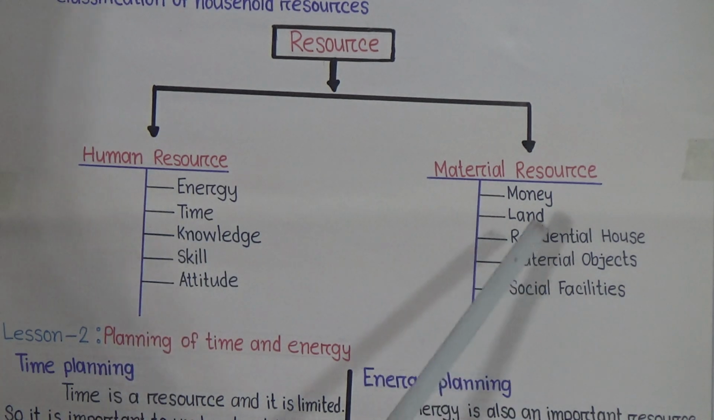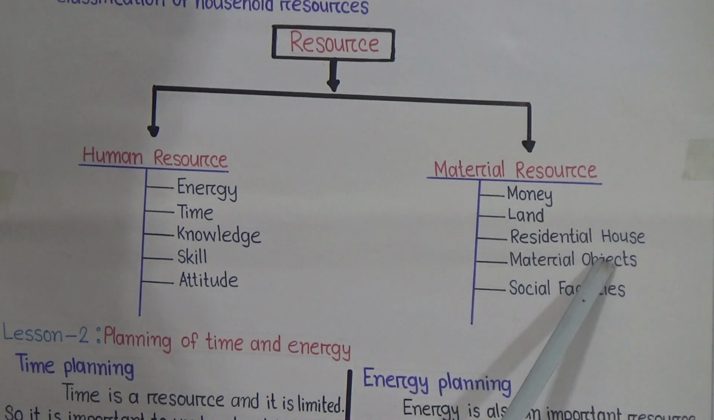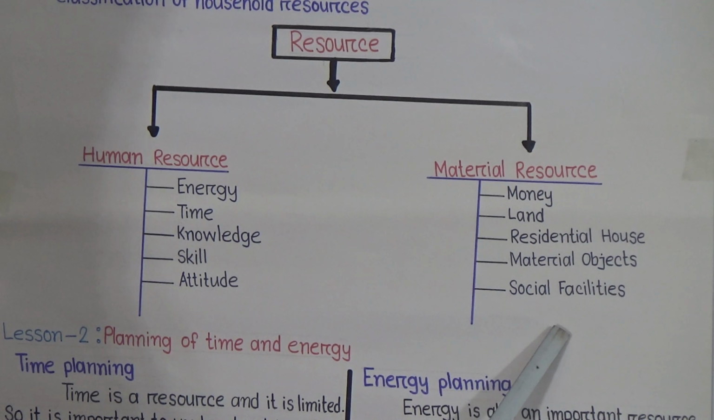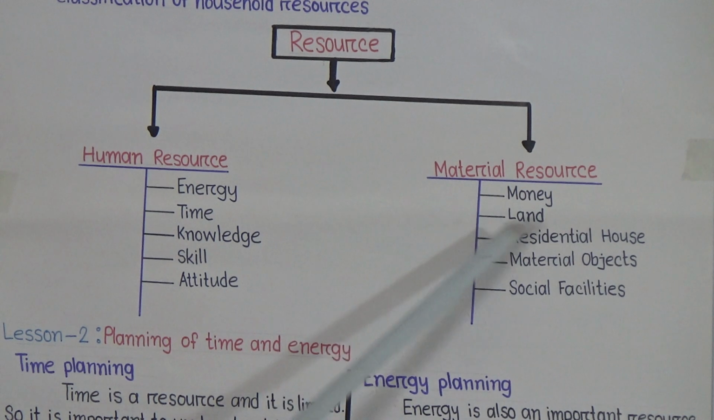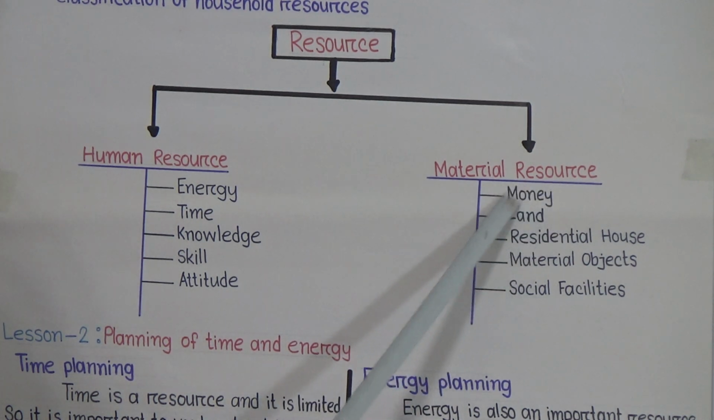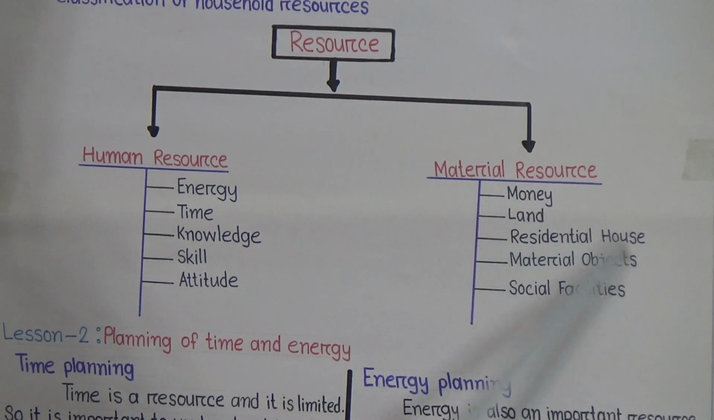And here, money, land, residential house, material objects, and social facilities are all called material resources. These are gotten from our society. We can get money and land from our ancestors, and sometimes we work hard and gain all this. So these are called material resources.